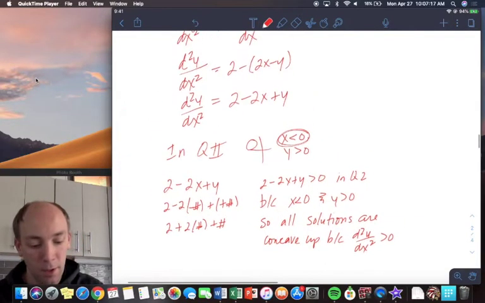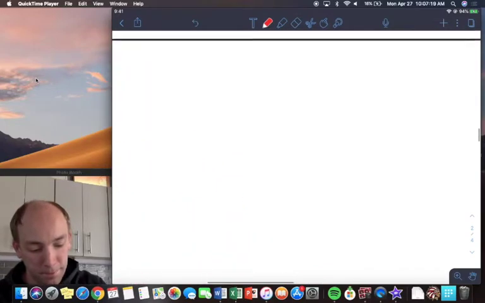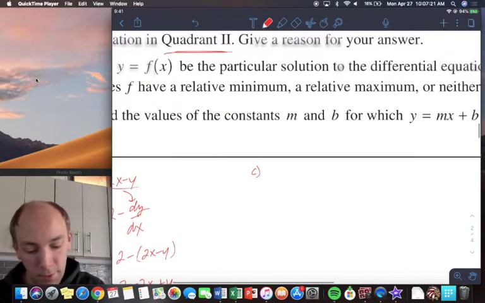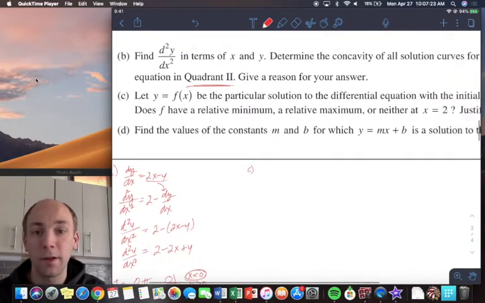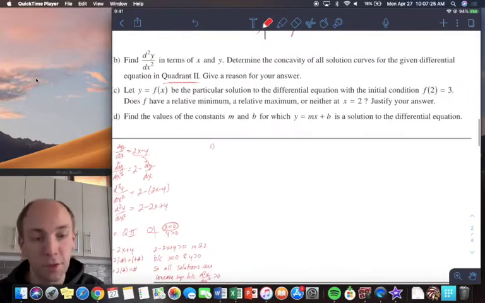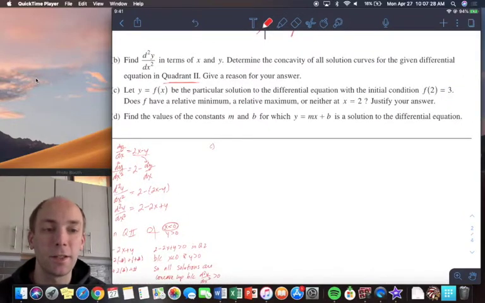All right. Part C. Let y equal f of x be the particular solution to the differential equation with the initial condition f of 2 equals 3. Does f have a relative minimum, relative maximum, or neither at x equals 2? Justify your answer. Okay, so how do we determine if something has a minimum or maximum?